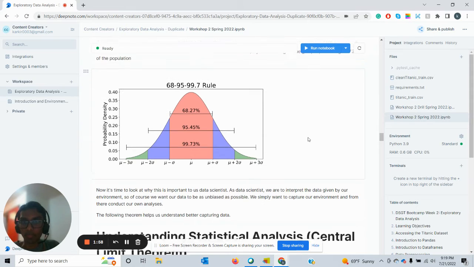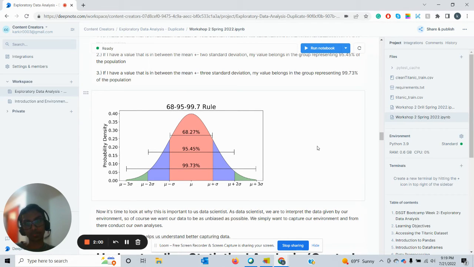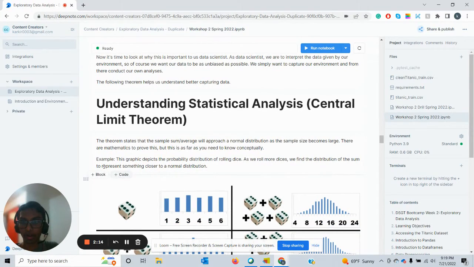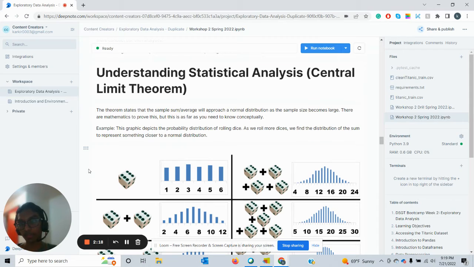A normal distribution is important because as data scientists, we want to be able to interpret our data given by our environment. And of course, we don't want to have too much bias that skews our analysis. We want to just capture the environment and from there conduct our own analysis, right? So one theorem that's very, very powerful is something called the central limit theorem, right? The central limit theorem goes like this. The sample sum or average will approach a normal distribution as the sample size becomes large.